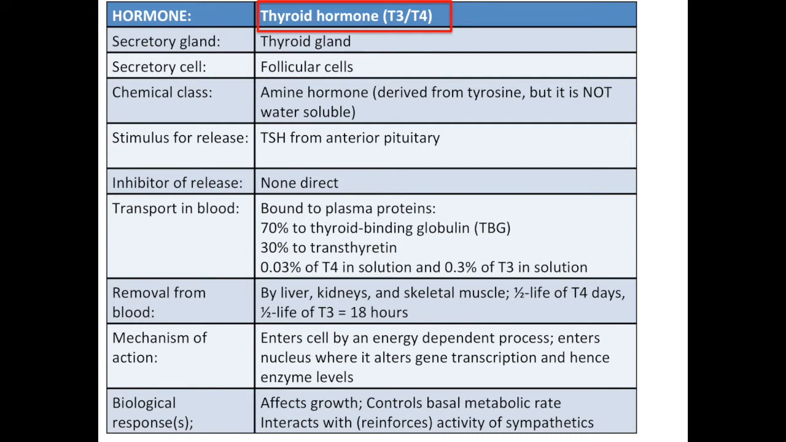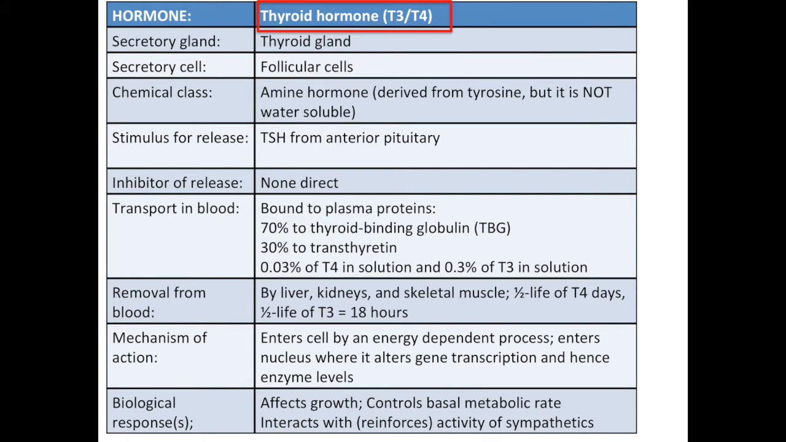They're secreted from the thyroid gland follicular cells, as we just showed, and they're amine hormones, although they're not water soluble. And so they're transported in the blood, being bound to thyroid binding globulin or transthyretin, and then there's a small amount that's free in solution. It's important to note that this free thyroid hormone is what is necessary for its function, because that is what will eventually go into its effector sites and cause its function.